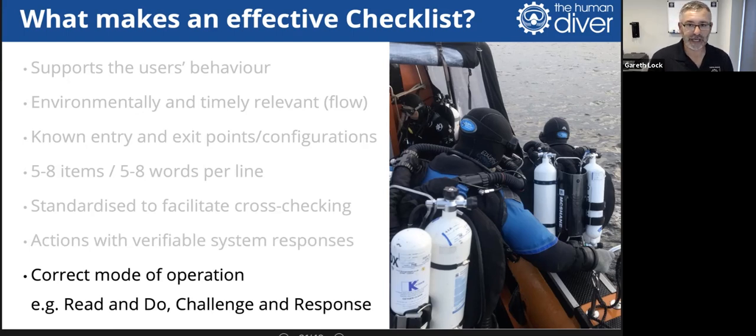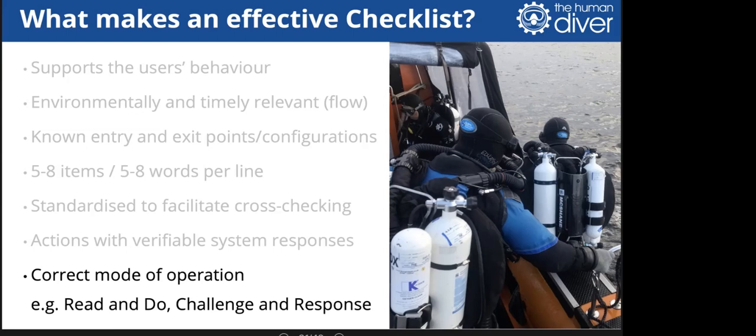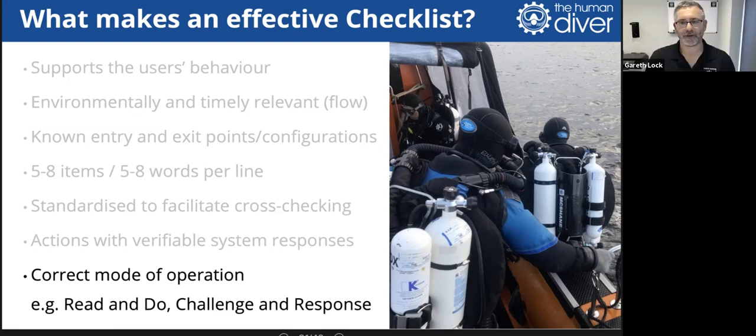And then you ensure that you have the correct mode of operation. So you do either read and do or challenge and response. Don't do both, because you will get mixed up and you will miss something. And the problem is that you may not even actually have a negative outcome, and you think, oh, that's okay, I can do that the next time. We've got that outcome bias.